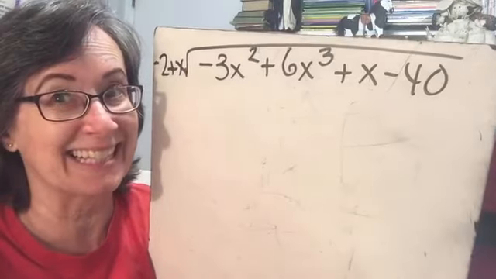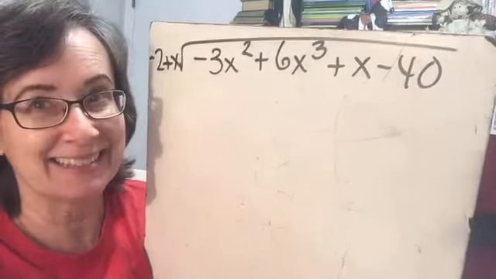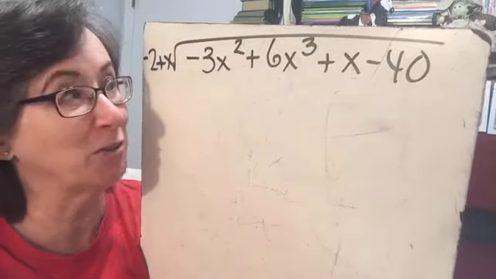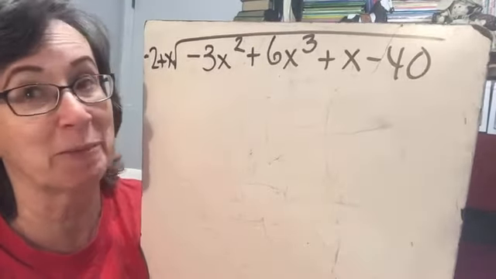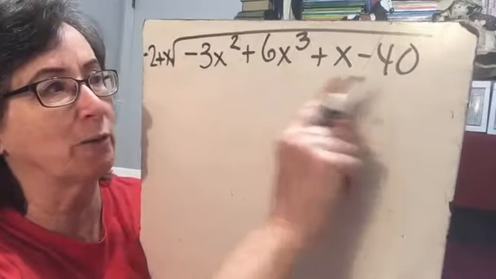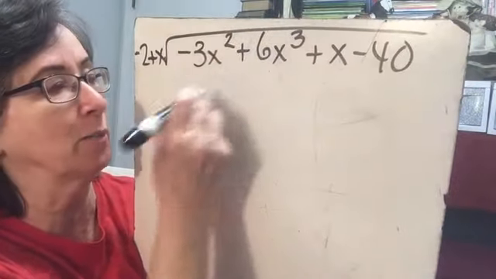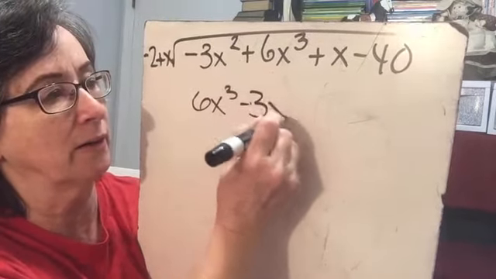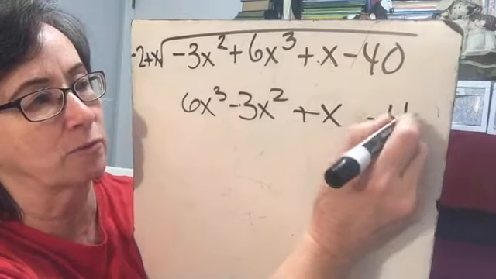All right, this is practice problem number 2, and you should pause your video and, after you copy it, go do it by yourself. See if you can remember all the steps. Okay, remember the first step is to get everything in descending order of the variable. So we're going to rewrite this, and we're going to have to rewrite this too. So the highest degree term is 6x cubed minus 3x squared plus the x minus the constant 40.